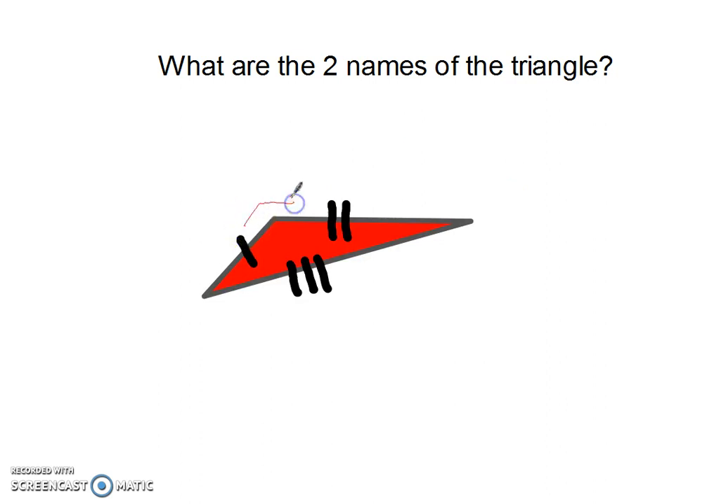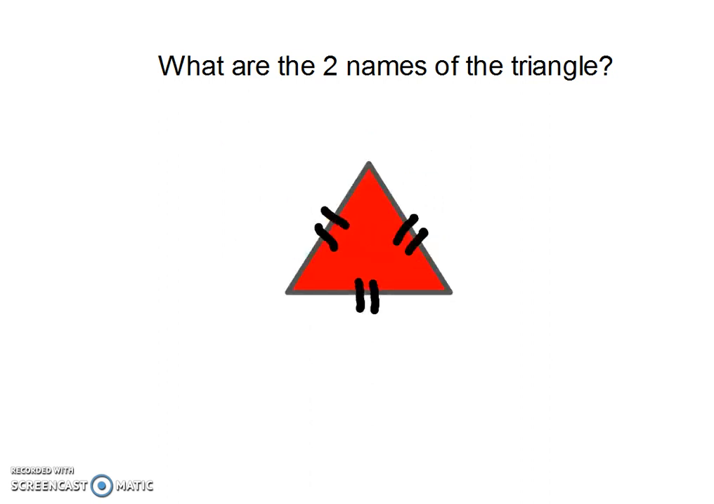Obtuse angle up there at the top. 1, 2, 3, all sides are different. And remember, that's scalene, so this is an obtuse scalene. I think we got 1 to go. Yep. This is the perfect triangle.